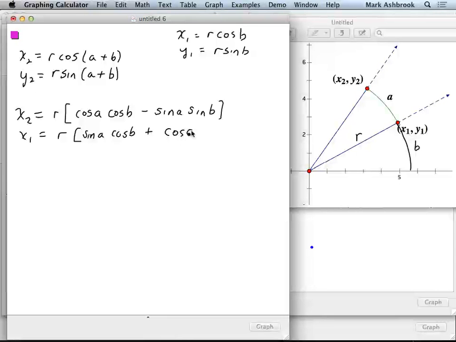It's supposed to be y2, right? Not x1. Yeah, thank you. Someone's paying attention. Rotation matrix. Do I get them right now? Okay. Yes.